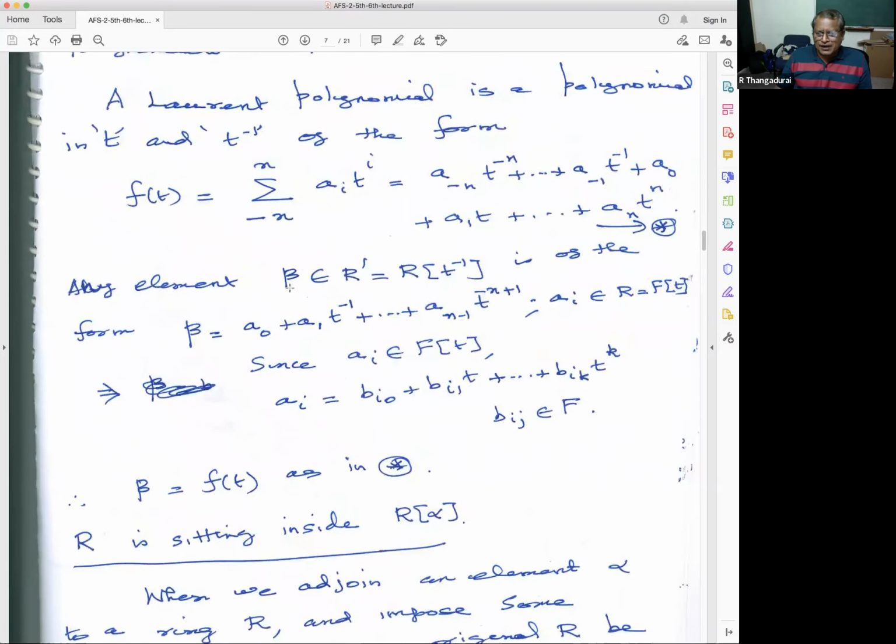So any element here will look like this, which you can just check. Take beta belonging to R prime. R prime means R of t inverse. Any element will look like a polynomial in t inverse. But the coefficients are coming from R. R is nothing but F of t. Therefore, the a_i are going to be polynomials in t. So when you plug it in completely, you will get this kind of element, an F of t Laurent polynomial.